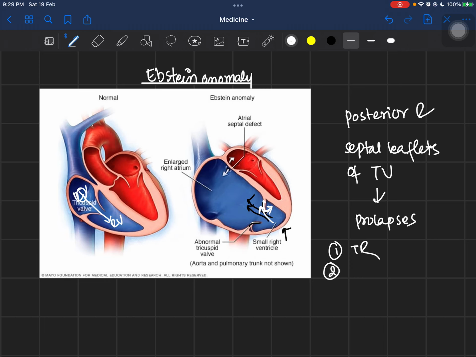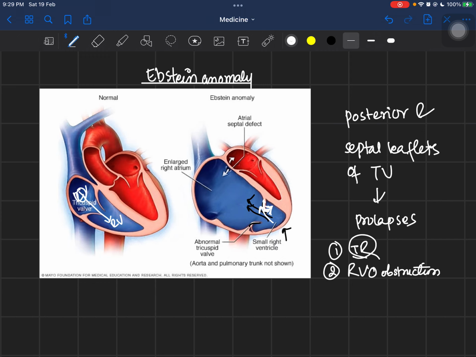So in right ventricular systole, when the right ventricle contracts, blood from the right ventricle should go into the pulmonary artery. It should have gone into the pulmonary artery, but it cannot because the prolapsed valve creates a sort of mechanical obstruction to the right ventricular outflow. Therefore this is known as right ventricular outflow obstruction. We've heard about left ventricular outflow obstruction in hypertrophic obstructive cardiomyopathy. So one of the causes of right ventricular outflow obstruction is Ebstein anomaly.